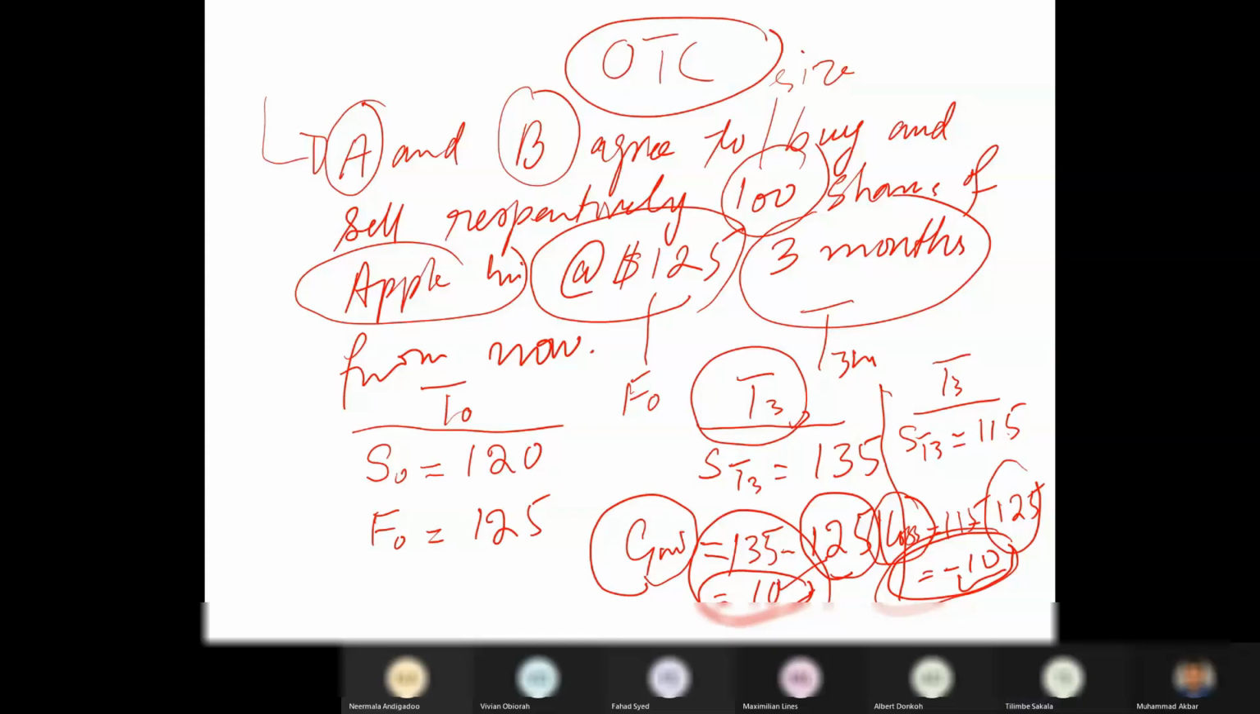Yes, because B will not be earning whatever he or she was supposed to earn, because A is not able to pay 125 since he or she has defaulted. So B will have to suffer the loss then.